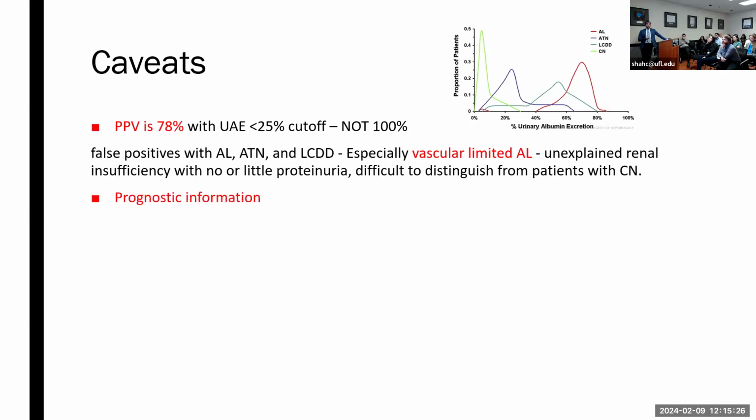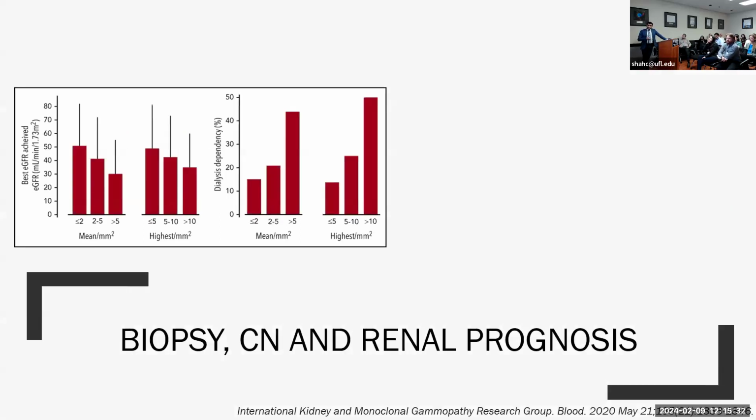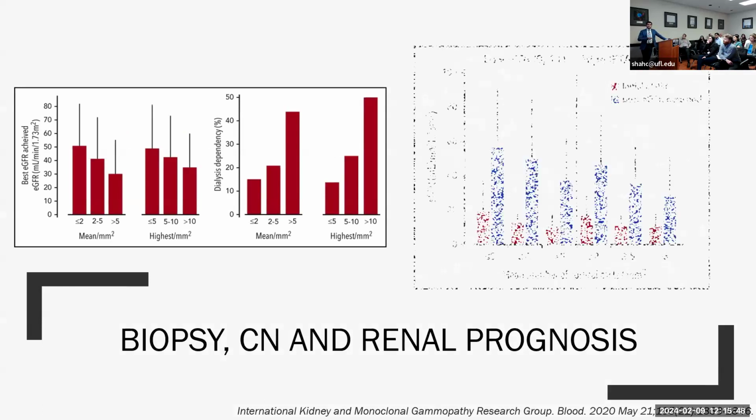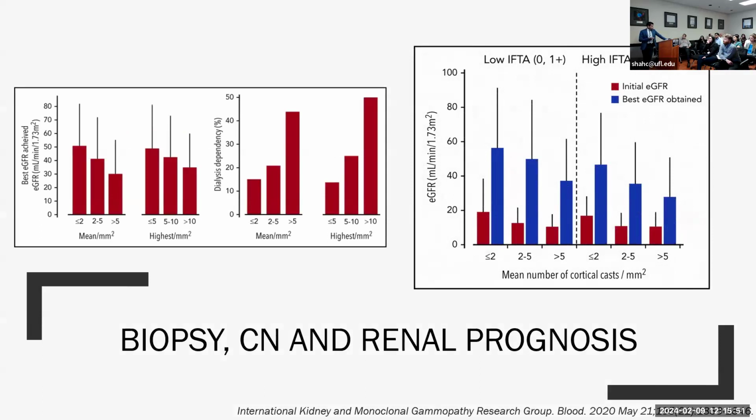What's the second caveat? We lose the prognostic information, because biopsy does provide prognostic information. A very nice approach for prognosis was proposed by the International Myeloma Working Group again in 2020, that we should use cast count in the biopsy. Every millimeter square, we should count the casts which are stained by light chains, and the higher the cast count, the worse is the prognosis. And if you put it in context of IFTA, which we traditionally use for assessing prognosis, a higher cast count with the same degree of IFTA has worse prognosis, meaning that it does help with predicting the prognosis. So biopsy does provide additional information in addition to IFTA and cast count.